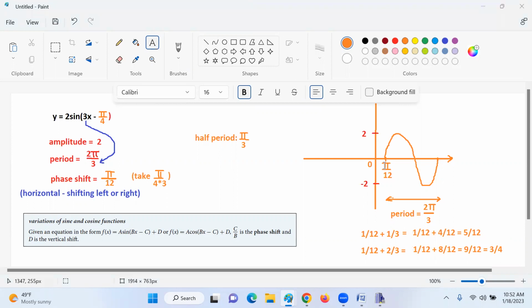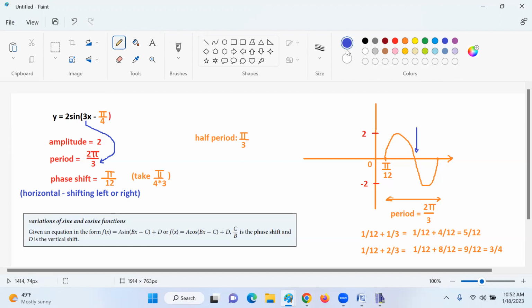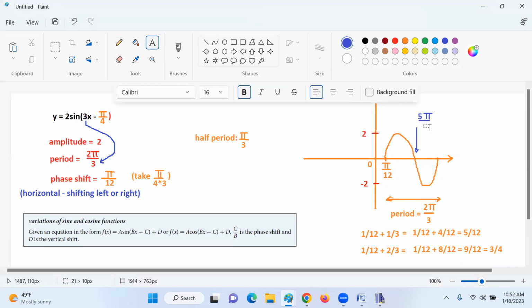Why 1/3? Because the whole period is 2/3, right? So the half period is 1/3. I need to determine the half point right there. This is the half point, the point where this one equals 0. So that would be 5 over 12. Why do I ignore pi? Because it's the same thing, but we need to rewrite it as 5 pi over 12 in this case.